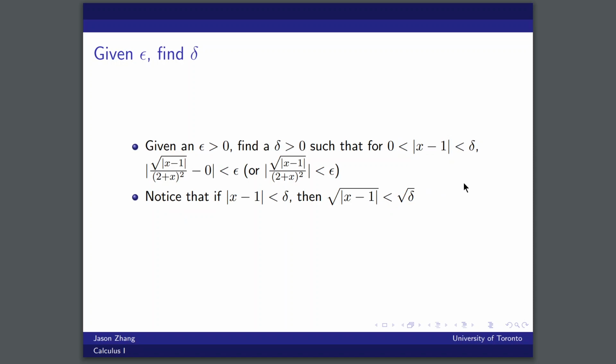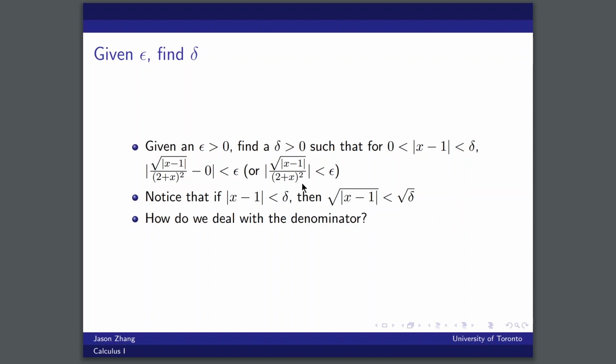So we should notice, first of all, that this quantity, the absolute value of x minus 1, appears in f of x, which means that we can show that the square root of this absolute value of x minus 1 is less than the square root of delta, and that's because the square root function is monotonically increasing.